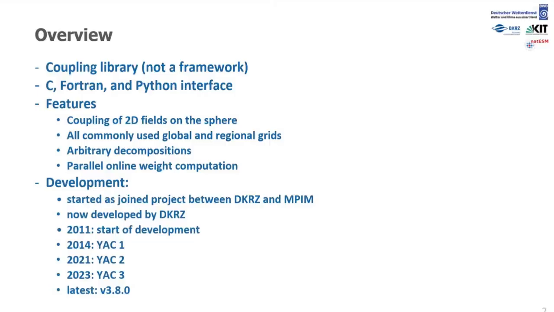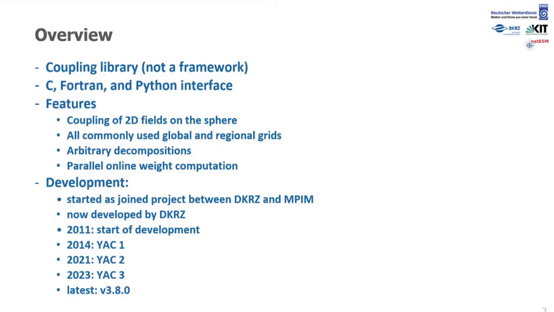YAC is a coupling library, in contrast to a coupling framework. The other approach would be ESMF from the US. A coupling library is linked to your component, your ICON or whatever model you have, and the model calls the coupler. On the other hand, with a framework, you run the coupler and the coupler calls your model. That's the difference, just in case you're interested.